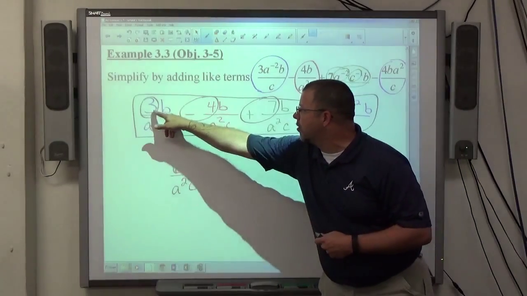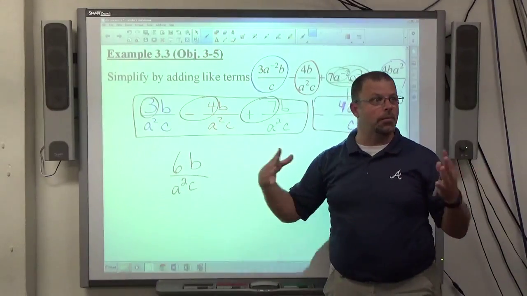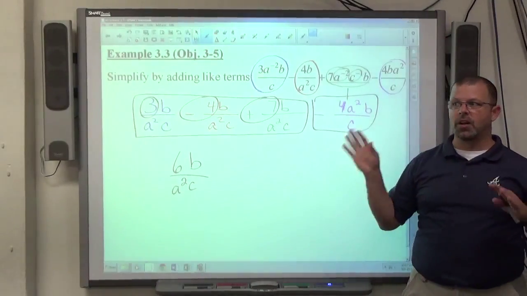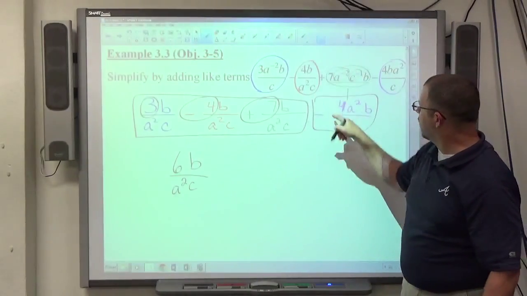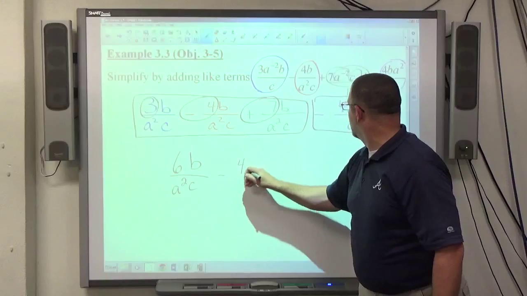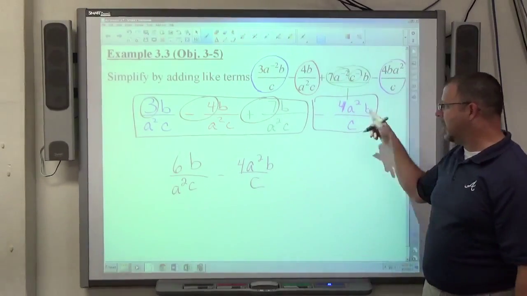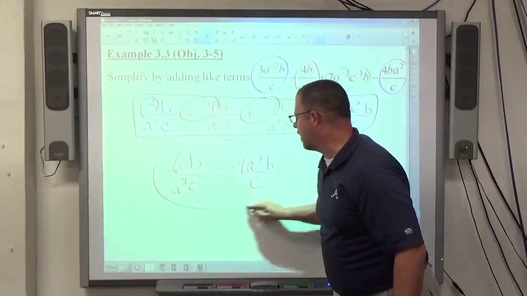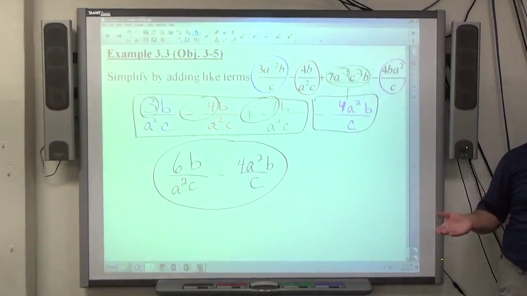So the numbers, 3 minus 4 plus 7 made a new number. The variable sequence stays the same that made them the same. Again, no powers changed. I only just rewrote what the variable sequence was. And then I got this other guy here, minus 4 a squared b over c. I can't do anything to make that any prettier. That's the final answer. Stop there. Okay, that's all adding like terms is or ever will be.